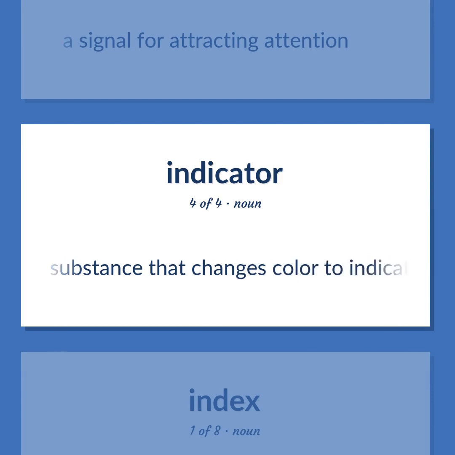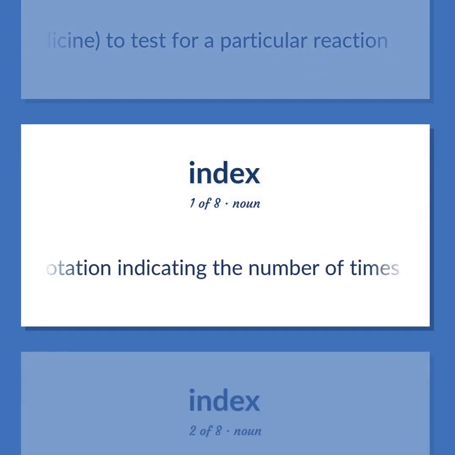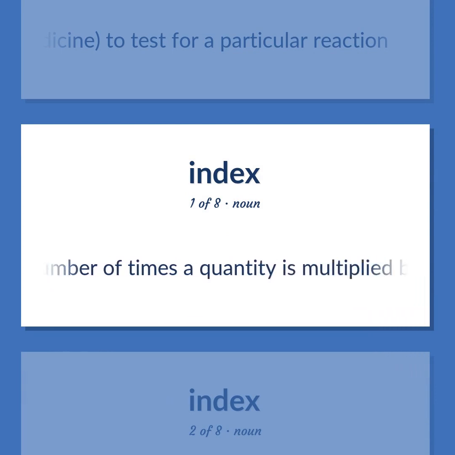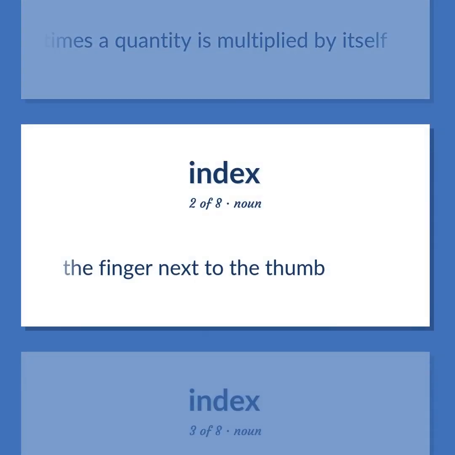Chemistry. A substance that changes color to indicate the presence of some ion or substance, can be used to indicate the completion of a chemical reaction or, in medicine, to test for a particular reaction. A mathematical notation indicating the number of times a quantity is multiplied by itself. The finger next to the thumb.